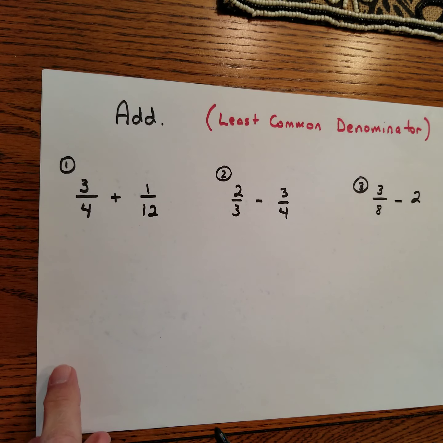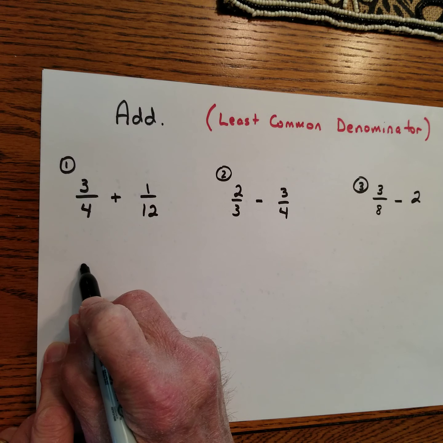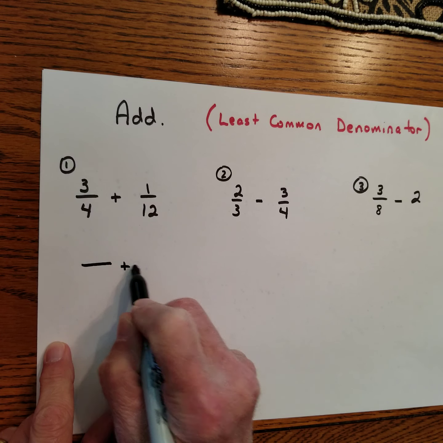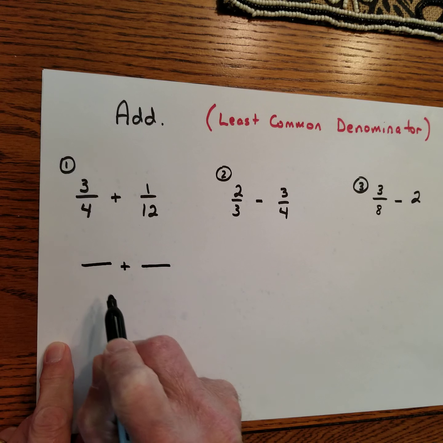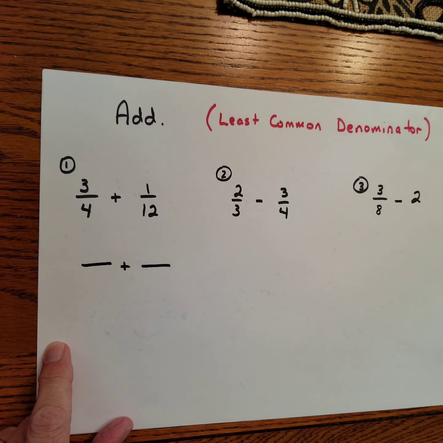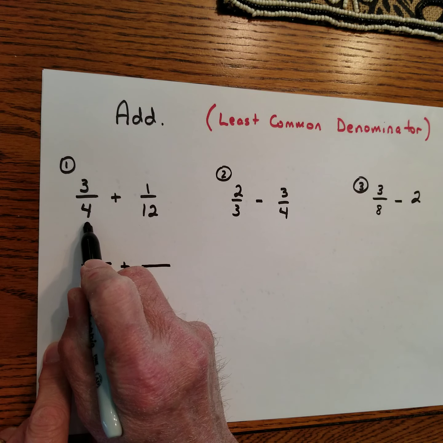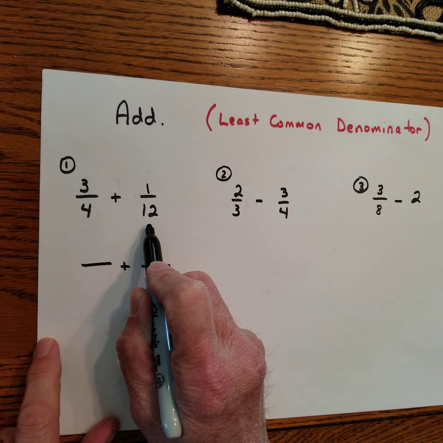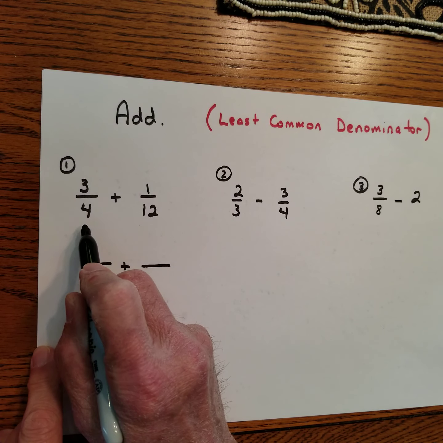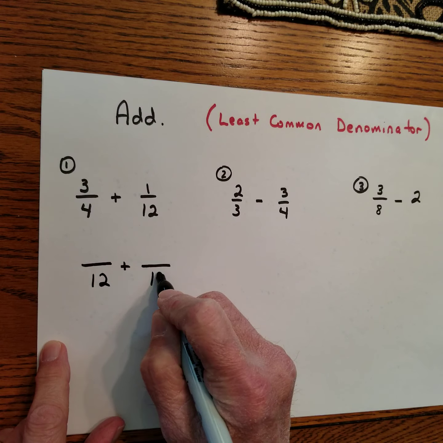Let's try number 1. If I'd like to add these fractions together, I need a common denominator for 4 and 12. Common denominator meaning a number that both 4 and 12 can divide into. I like to check to see if the smaller denominator divides evenly into the bigger denominator. If 4 divides evenly into 12, then 12 makes a good common denominator.